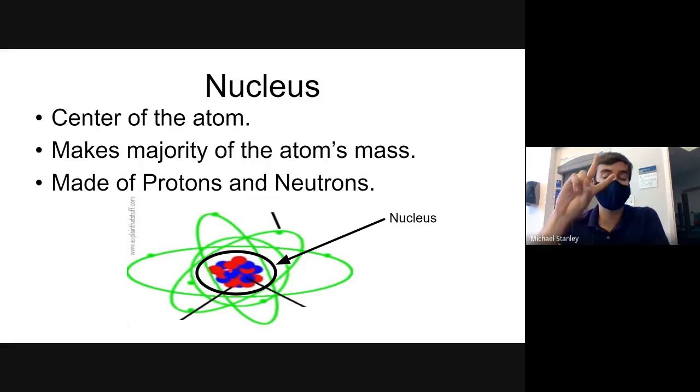And there are two types of particle that we can find in the nucleus. There are protons and there are neutrons. So protons and neutrons can be found in the nucleus. But what are protons and neutrons? What makes them different from each other?